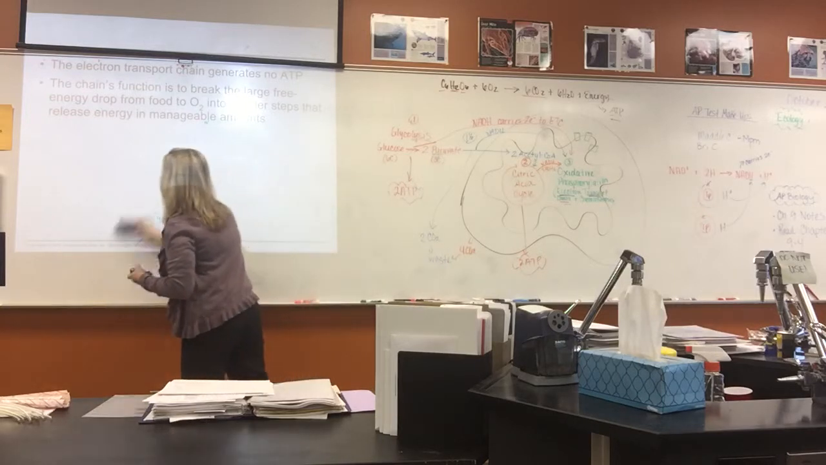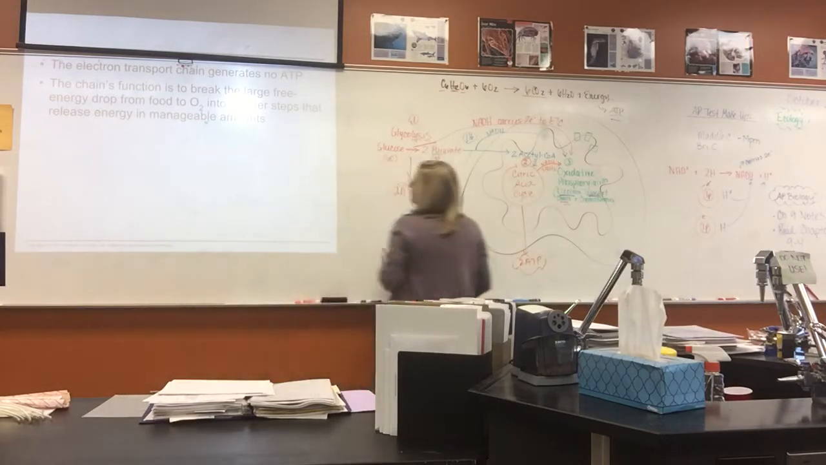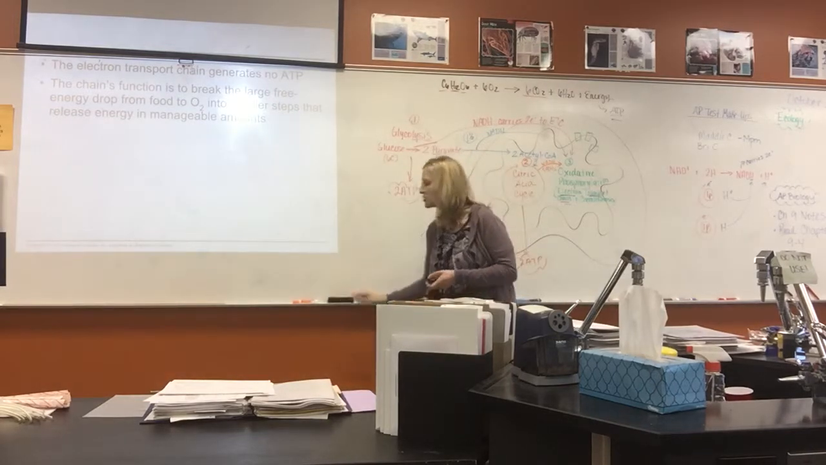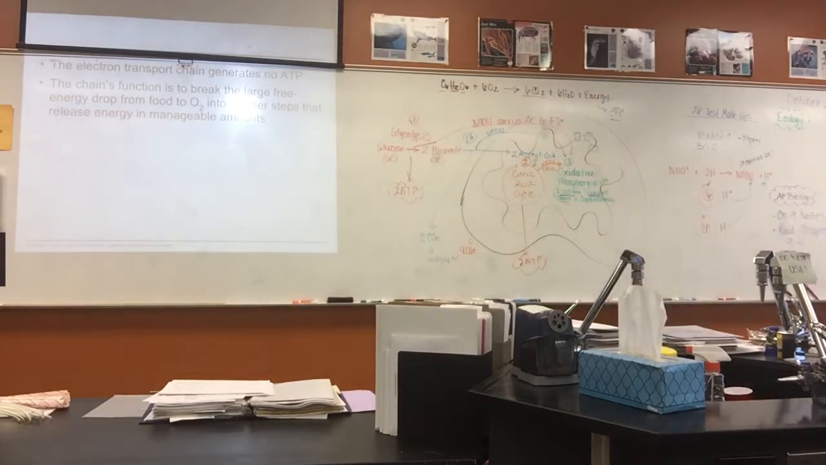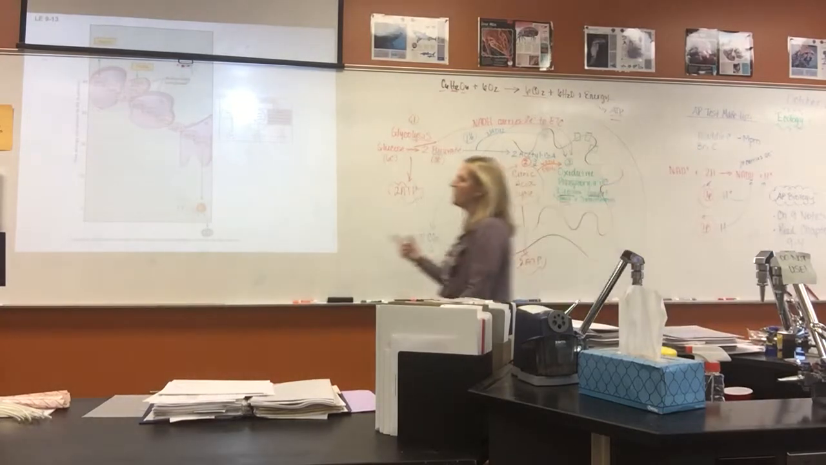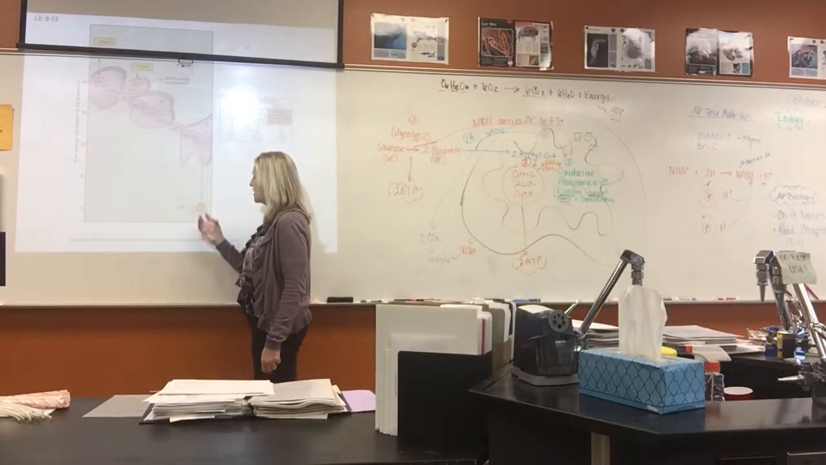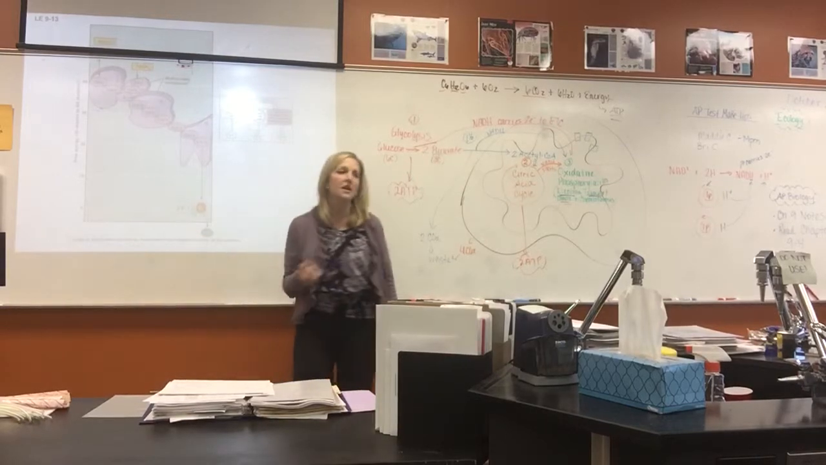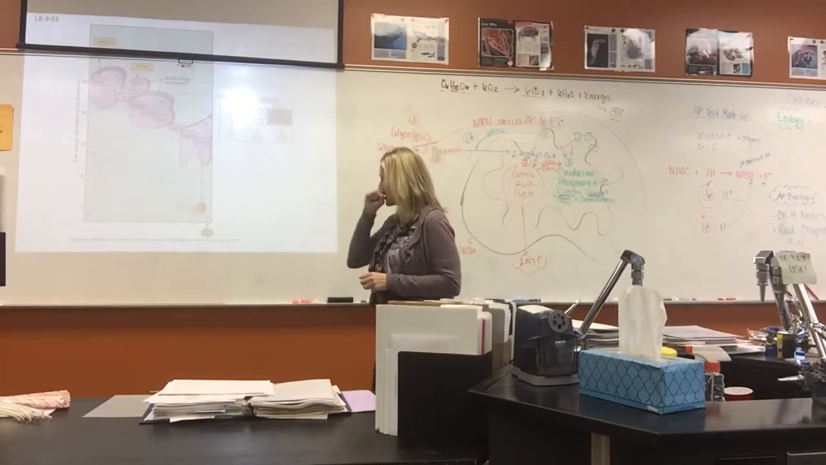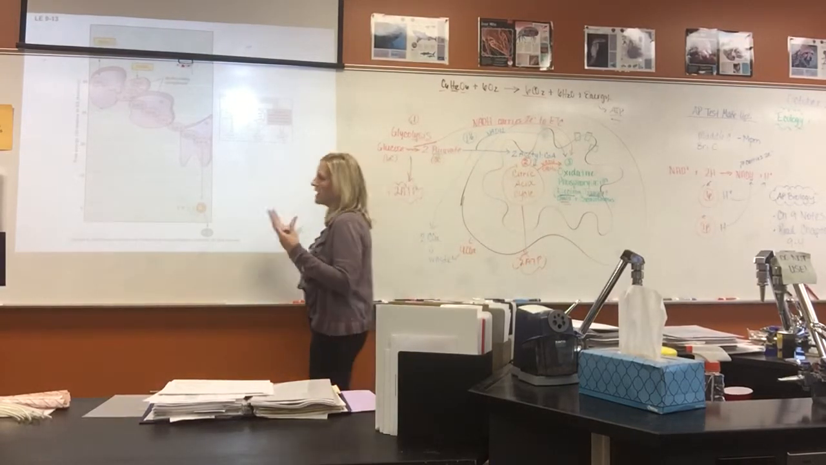So what is the electron transport chain's purpose? Its function is to break the large free energy drop from food to oxygen into smaller steps that release energy in manageable amounts. So what does this mean? If we go back to this picture here, on Tuesday I talked about how in the lab, if you were to take hydrogen and oxygen and make them combine to form water, it's very explosive, it would release lots of energy in the form of heat and light and so on. So that would mean there's not a lot of usable energy there.